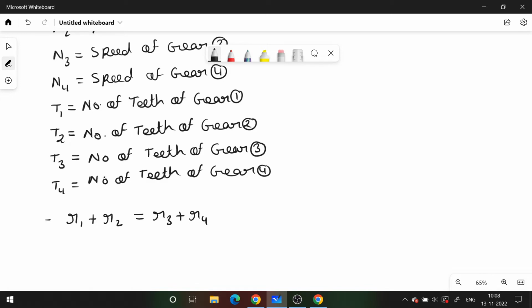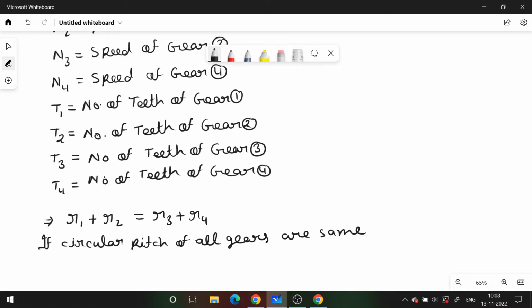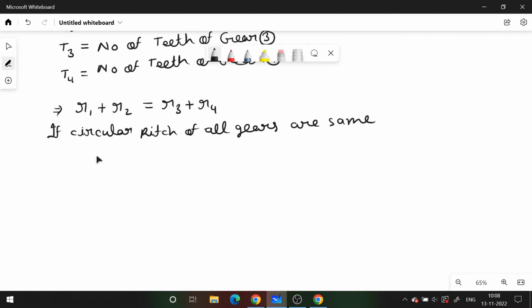Hence, if the circular pitch of all gears is the same, then the number of teeth is proportional to the pitch circle radius. Then T1 plus T2 will be equal to T3 plus T4. Suppose this is equation 1, and the radius relation is equation number 2.